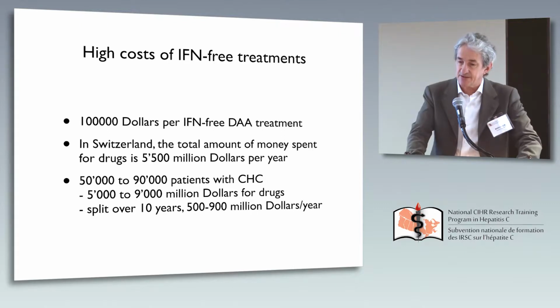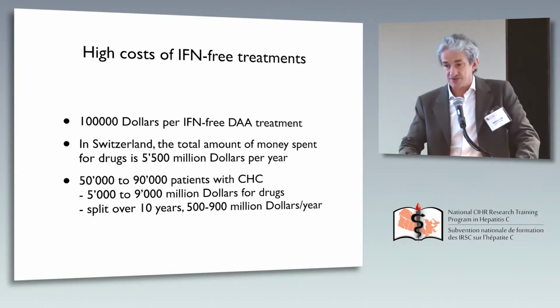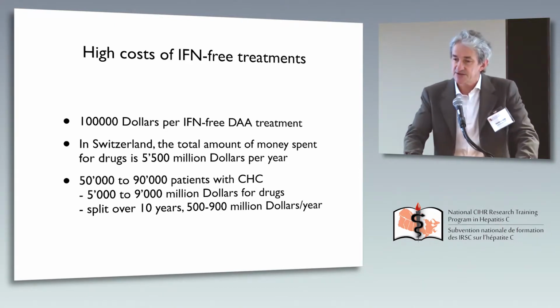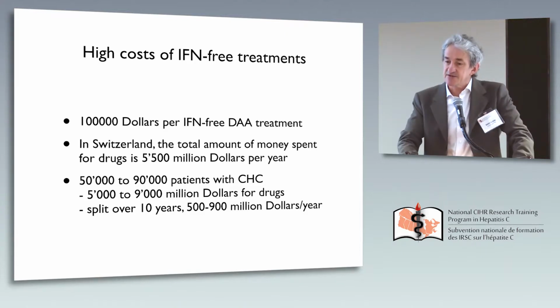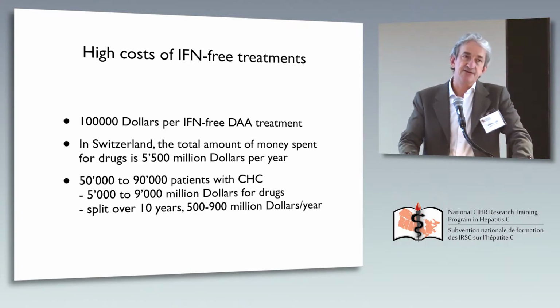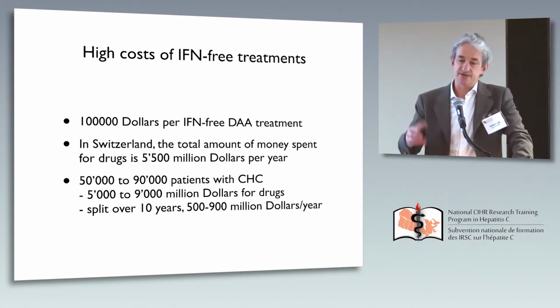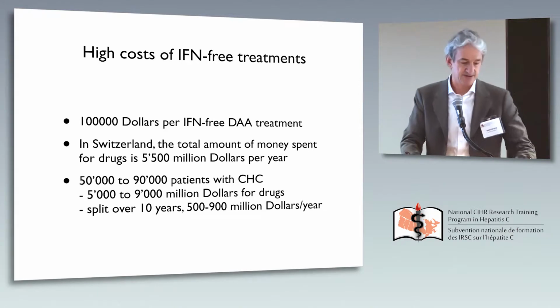And in Switzerland, the entire money spent per year on all drugs is $5,500 million. And you see the calculation. To treat all the patients infected in Switzerland, we would need about $5,000 to $9,000 million. Even if we split this over the next 10 years, it would still be about 10% of the entire budget just for one disease. Switzerland is a rich country, but it is just not going to happen. It's not possible to increase the budget by 10% in the next years.